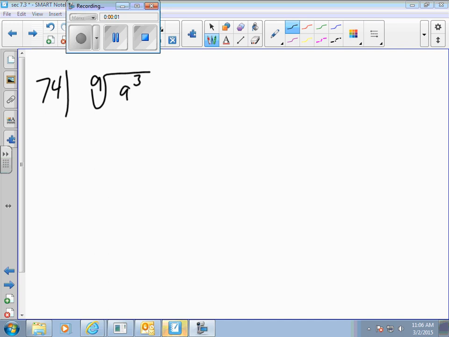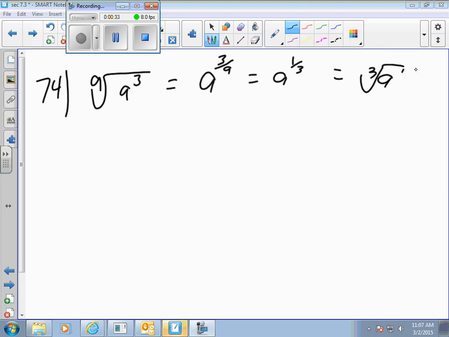Here we are looking at some homework from section 7.2, and we're going to start with question 74, which is the ninth root of a to the third. There's a couple different ways to do that one. The first one is to rewrite it as a rational exponent, a to the 3/9 power, and then we can simplify that, a to the 1/3 power, and then rewrite it as the third root of a to the first.